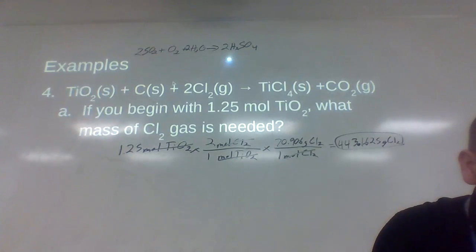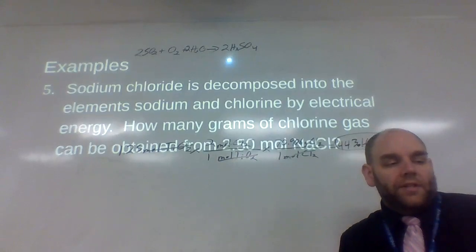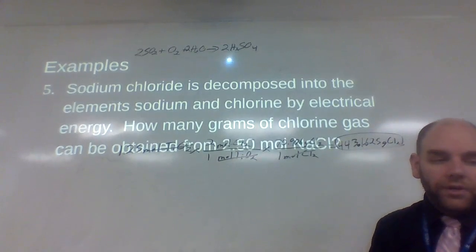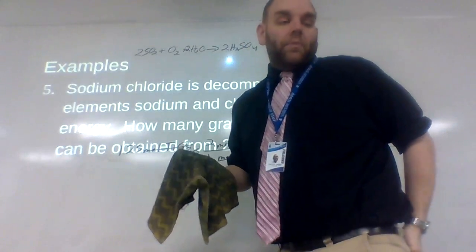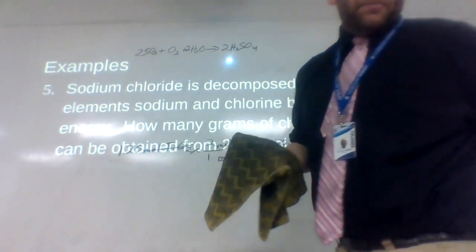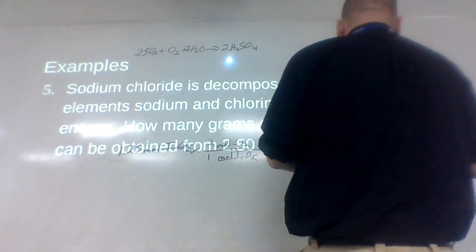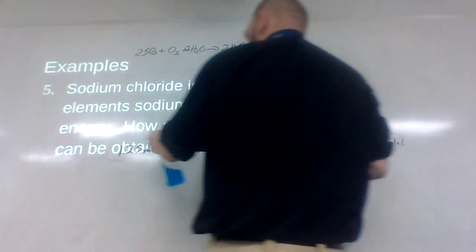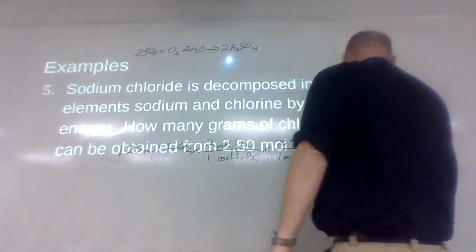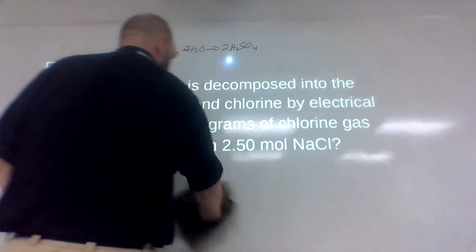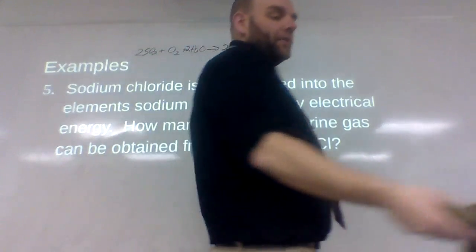But let's do one more example of these. Sodium chloride is decomposed into the elements sodium and chlorine by electrical energy. How many grams of chlorine gas can be obtained from 2.5 moles NaCl? All right, so thing number one we're always looking at with these: what do we need? We need a balanced chemical equation. Do I currently have one of those? Nope. Okay, so let's write a balanced chemical equation.